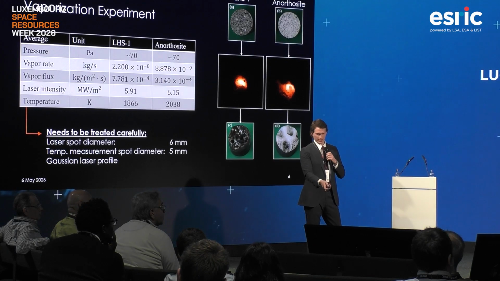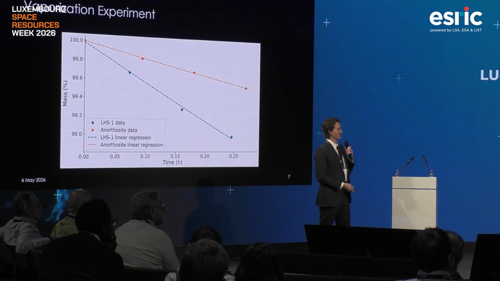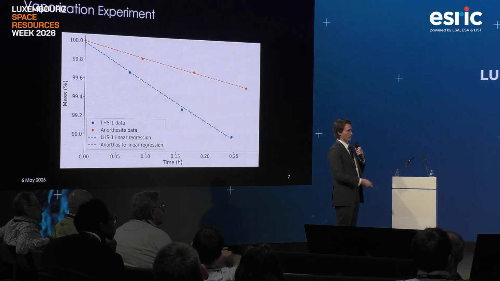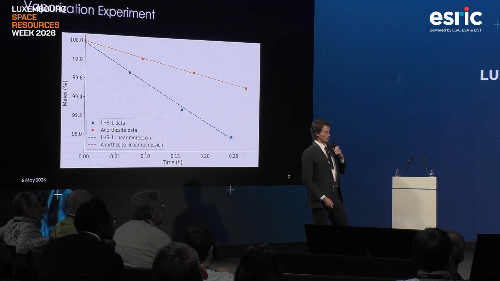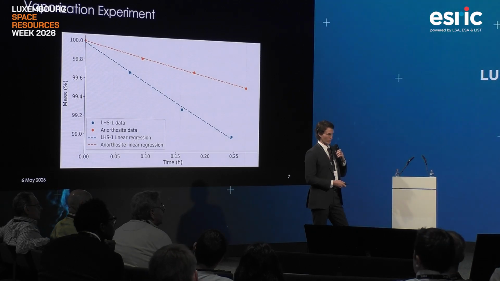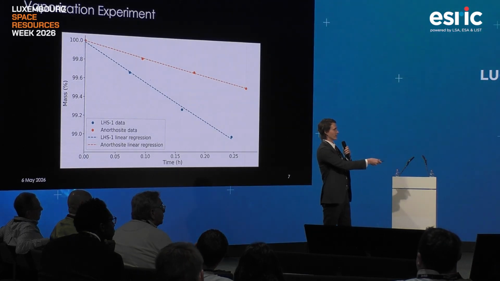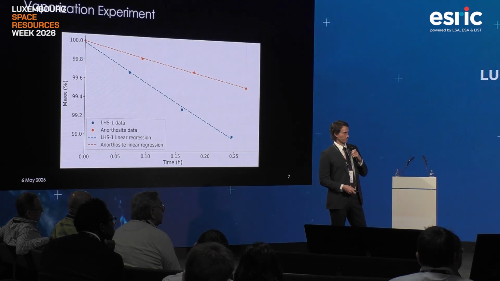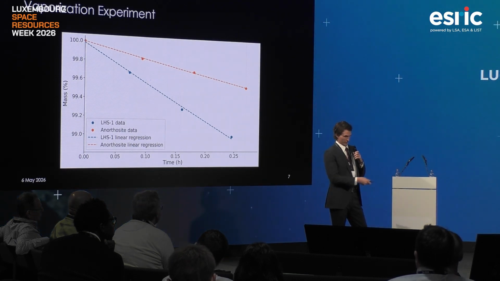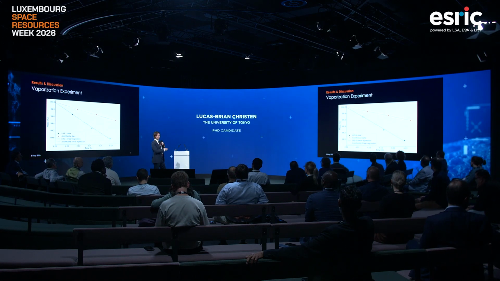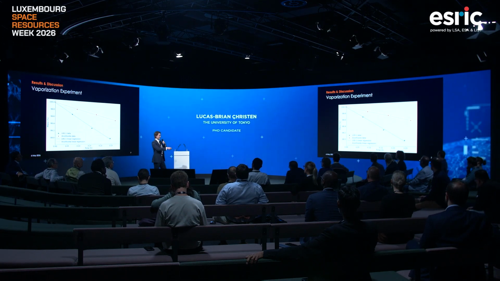We can also plot that, just the relative total mass on the y-axis over time. The mass loss that we see here for LHS1 in blue is a little bit faster than anorthosite, which is exactly what we would expect. This was only performed until around 1% mass loss, and that already took quite a long time. So in order to complete this kind of curve, we now take a numerical model to finish that silicon dioxide depletion.